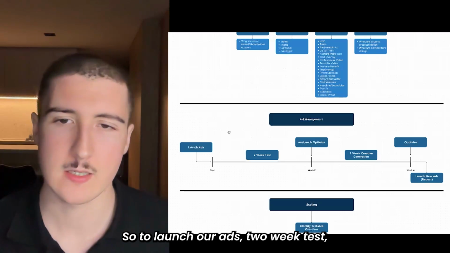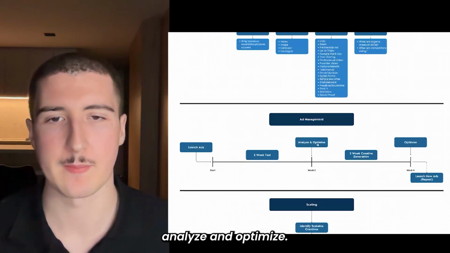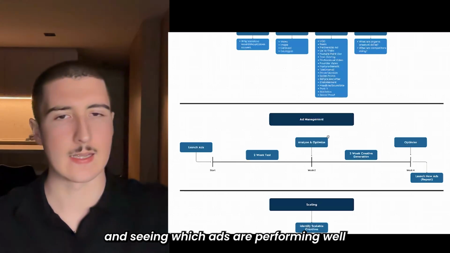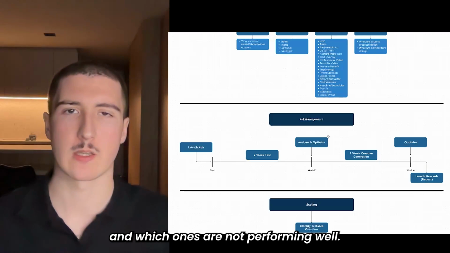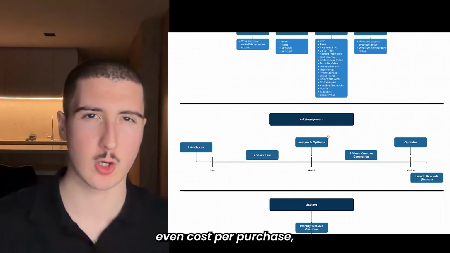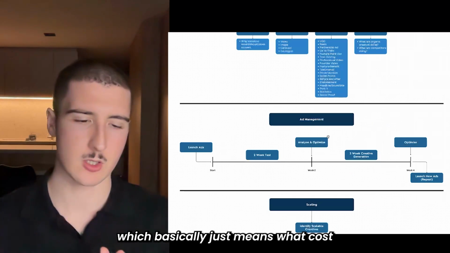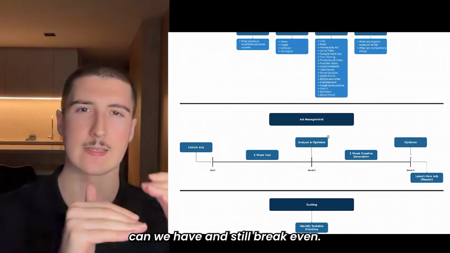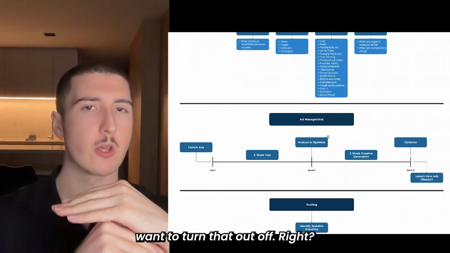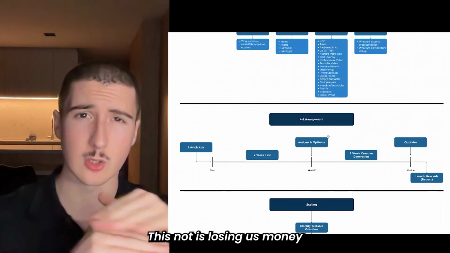So to launch our ads, 2-week test. Analyze and optimize. Now, analyze and optimize just means going down your ad campaign and seeing which ads are performing well and which ads are not performing well. We'd calculate something called our break-even cost per purchase, which basically just means what cost per purchase can we have and still break even. And if anything's above that number, we'd want to turn that ad off, right? Because that ad is losing us money.